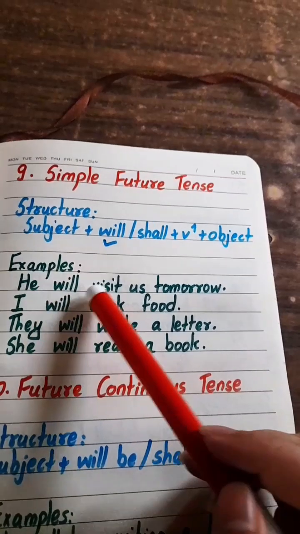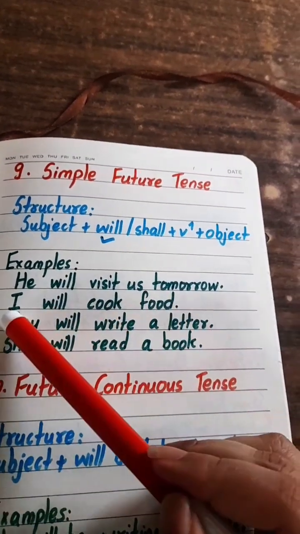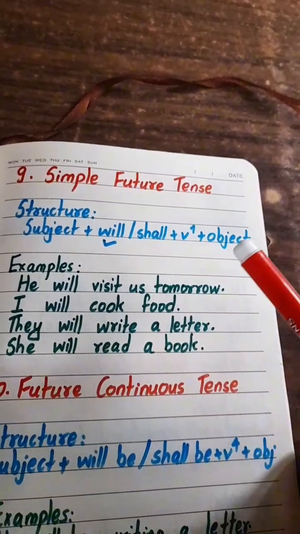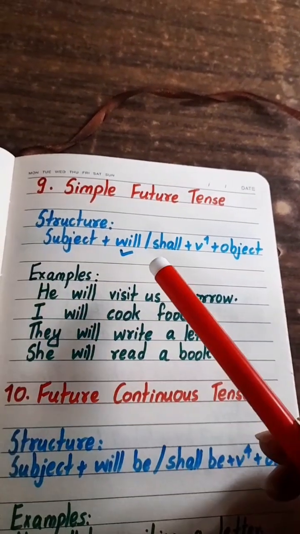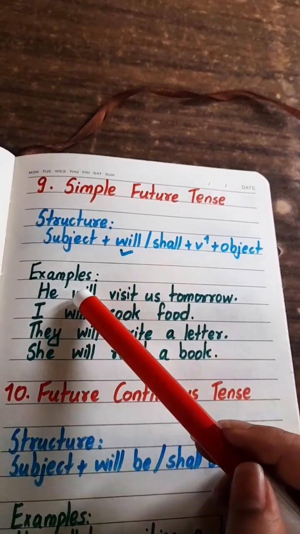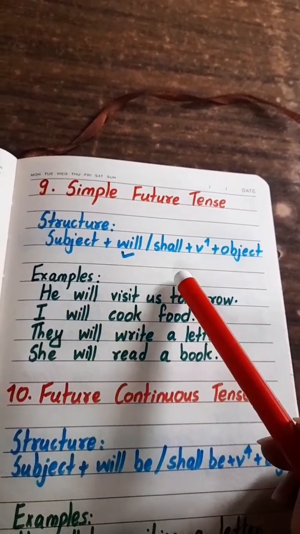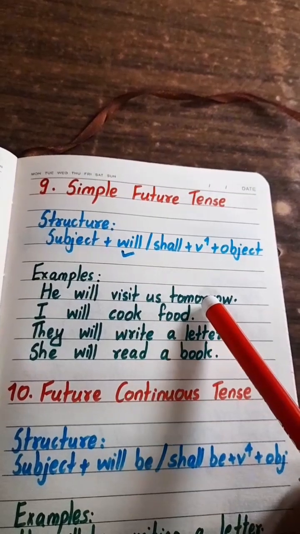So he will visit us tomorrow. I will cook food. They will write a letter. She will read a book. He is the subject, so will. We have used will, and visit is verb 1 and us tomorrow is the object.